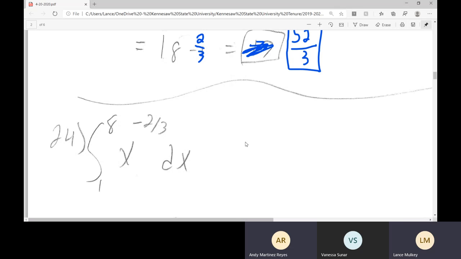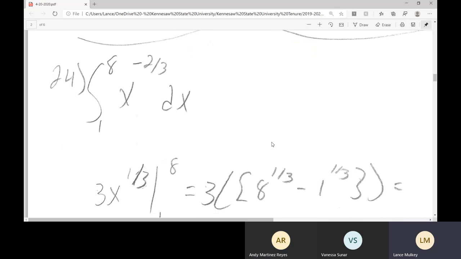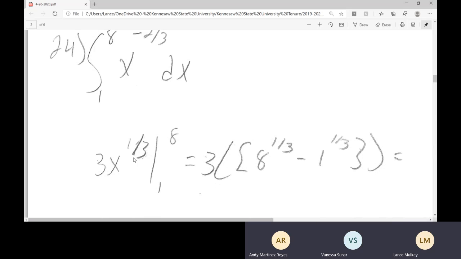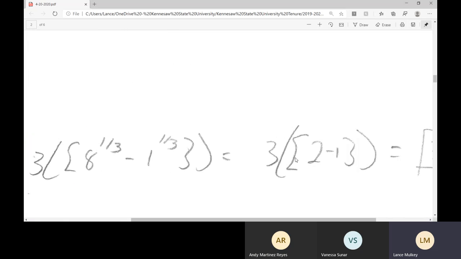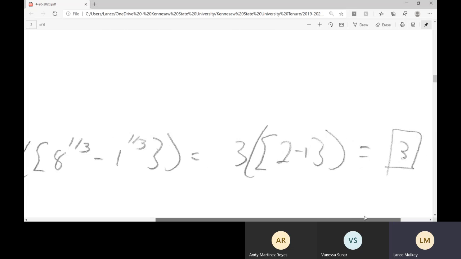Got 3. Yep. Vanessa, what about you? I'm still doing. Did you get 3x to the 1/3 as your antiderivative? Uh-huh. Okay. So you can pull out the 3 from all this if you want to. You don't have to do 3 times this and 3 times this. But you do 8 to the 1/3. The cube root of 8 is 2, and the cube root of 1 is 1. So you end up with 3 times 2 minus 1, which is 3.